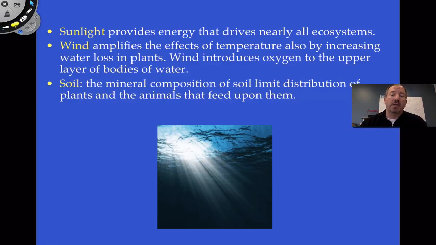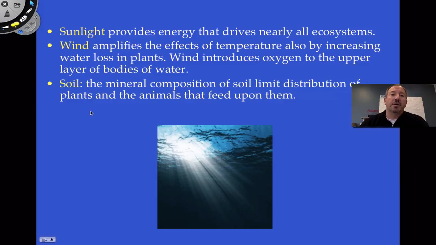And so that's an important abiotic factor, wind. And of course, soil. If the soil is pitiful, if it doesn't have a lot of nitrogen, phosphorus, magnesium or potassium, these are crucial elements that plants need. Obviously, it's not going to be a very good place to grow.